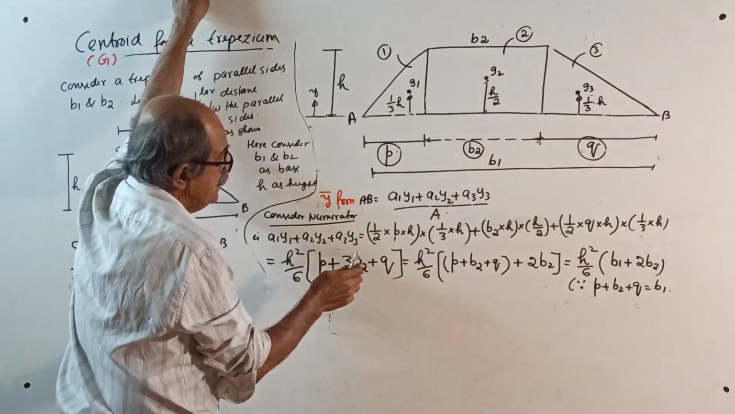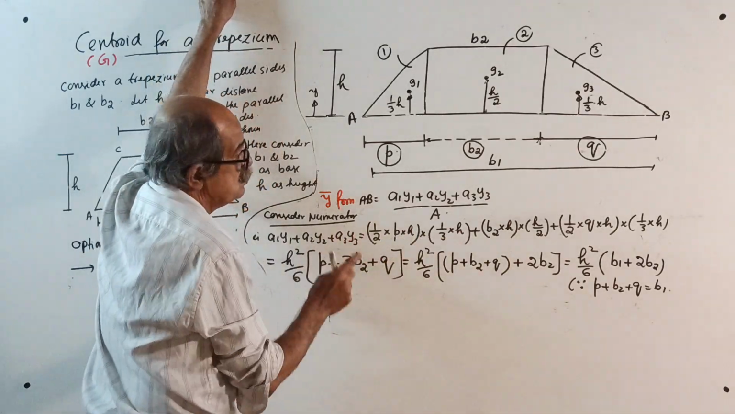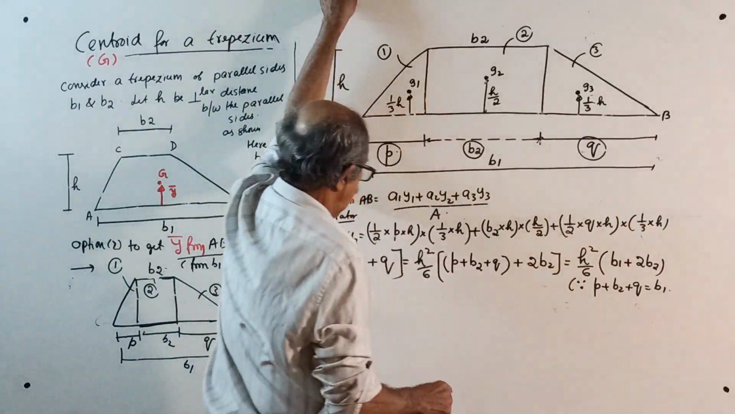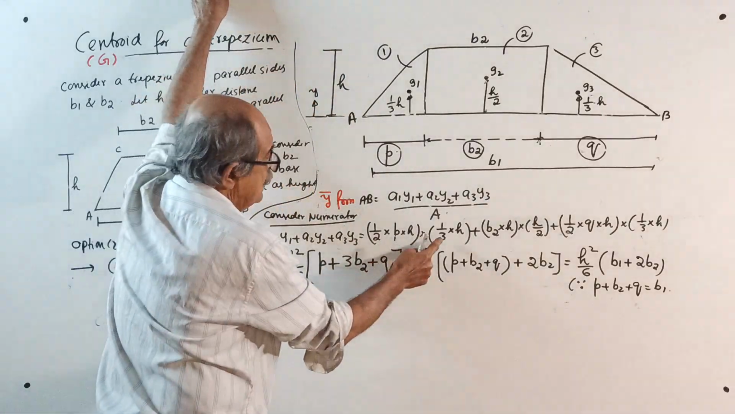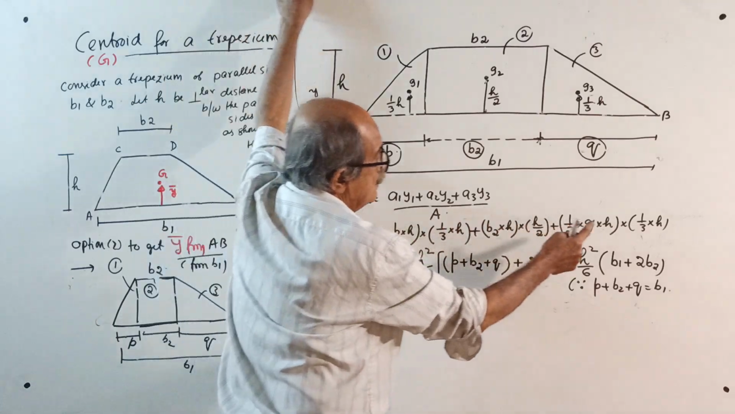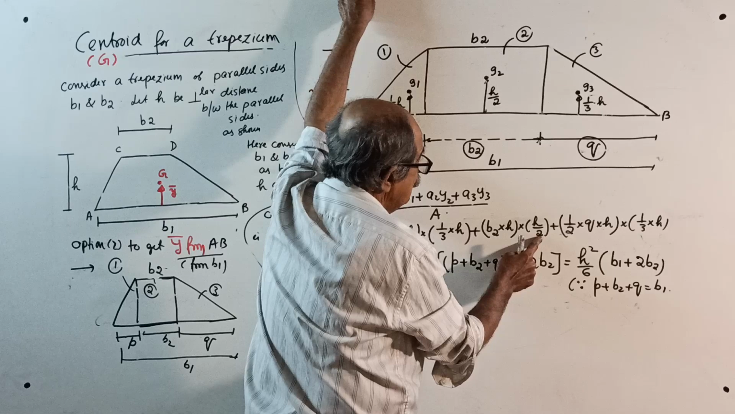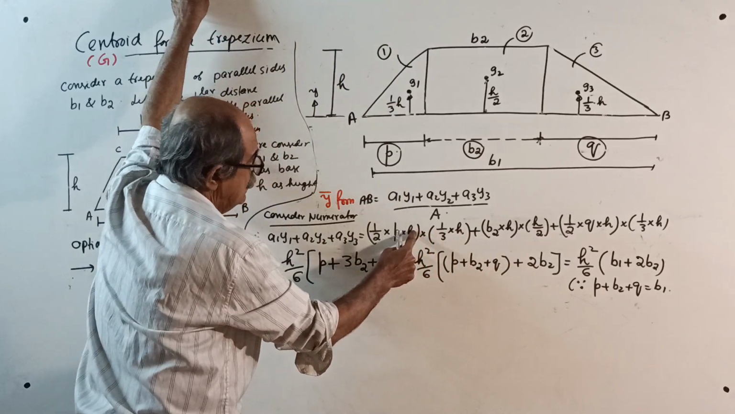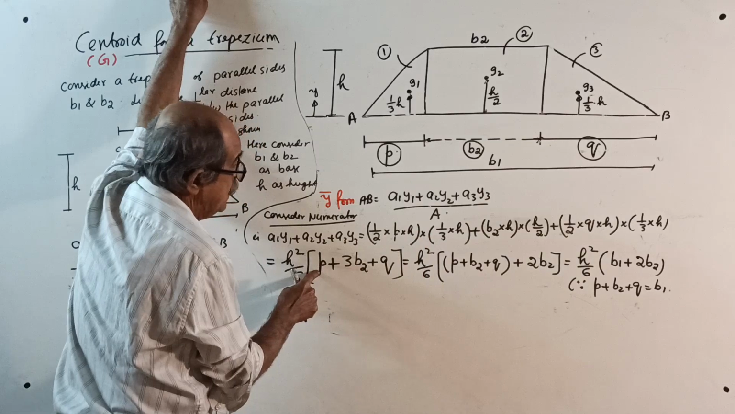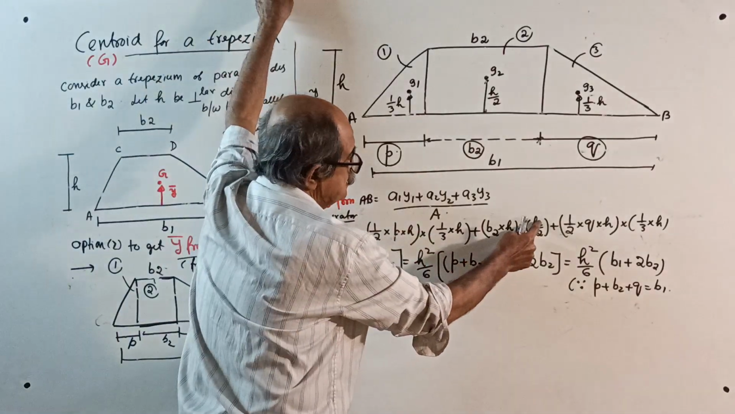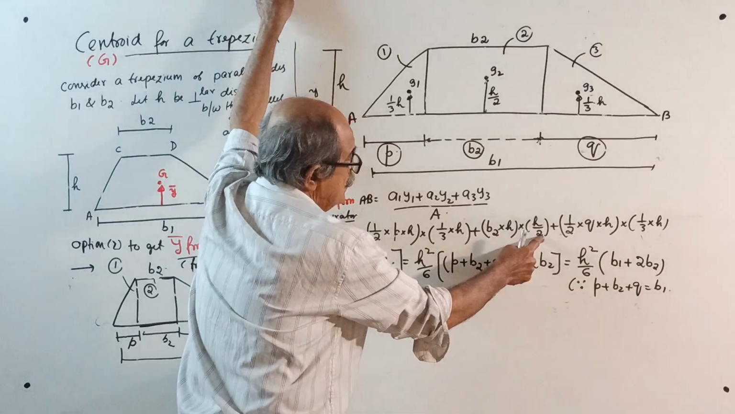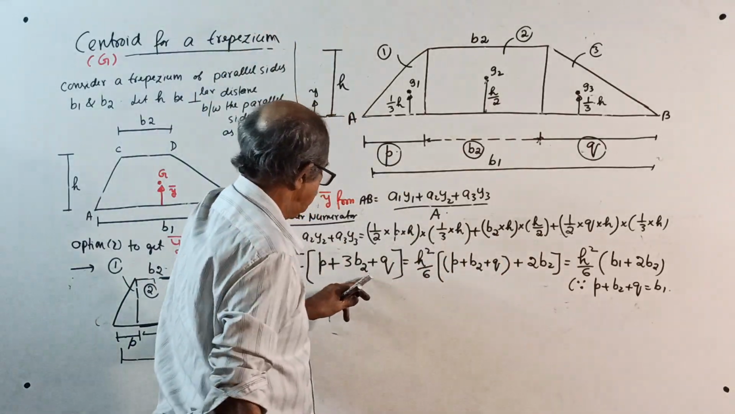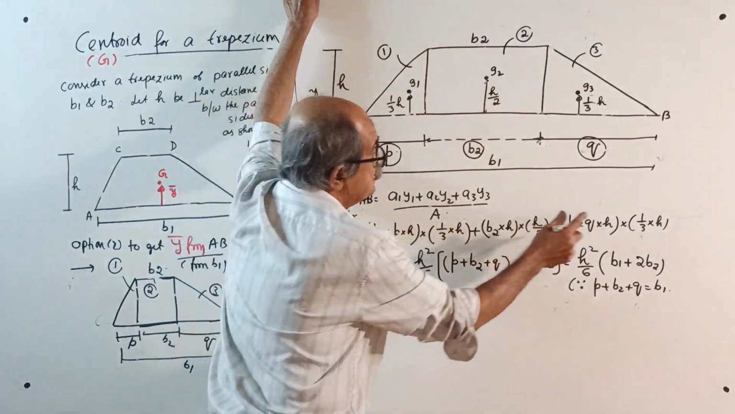Simplify. You take H into H, H square, H into H, H square, H into H, H square. Take H square outside. Here 3 into 2 is 6, here 3 into 2 is 6, here 2 is there. So take H square by 6 outside. H square is gone. I have taken 6 outside, so this 2 is there, 2 times 3, 3 times B2, actually high school mathematics. 3 times B2 plus Q.